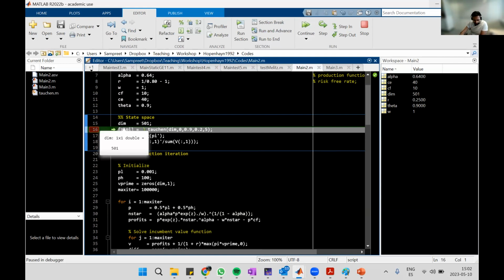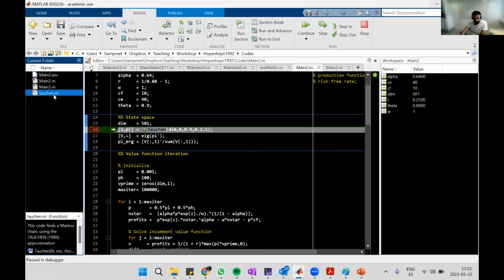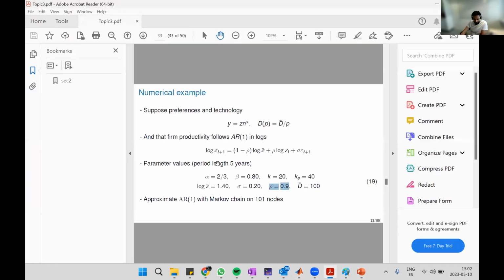So I will use this token. There is a code token I have given you as well. You can study it, but I'm using this function directly, and this will discretize the distribution for me. So I'm telling token that this is my Markov process. So token is asking me what is rho, what is z bar, and what is this sigma.